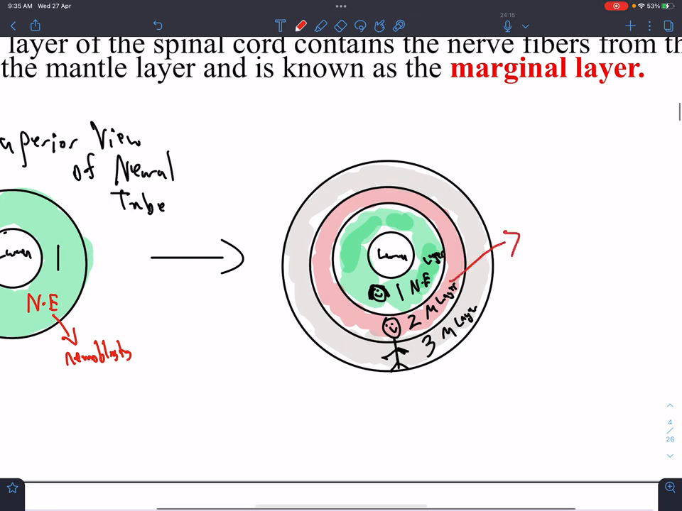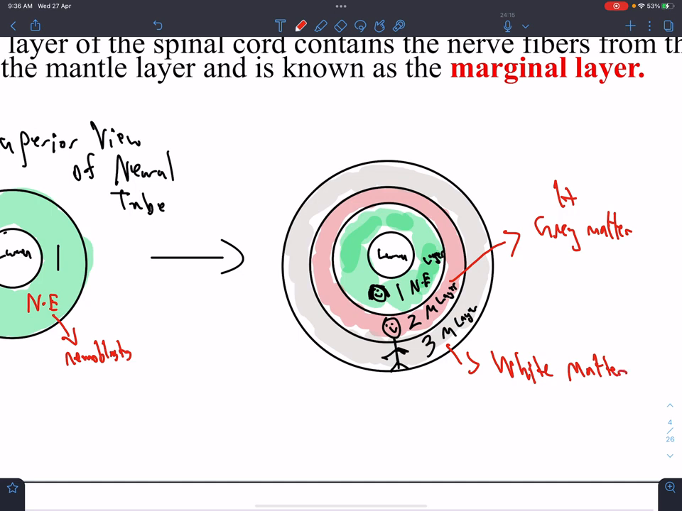The mantle layer is going to give you the gray matter of the spinal cord. Wasn't it composed of neuroblasts? Neuroblasts are basically immature neurons. They could mature into sensory, motor, or autonomic neurons. So they'll give you the H-shaped gray matter. What about the marginal layer? Didn't I say it's composed of nerve fibers? So what's it going to form? It's going to form the white matter of the spinal cord. It's going to give you ascending, descending, and intersegmental fibers of the spinal cord. So one is going to form the future gray matter, and one is going to form the future white matter.